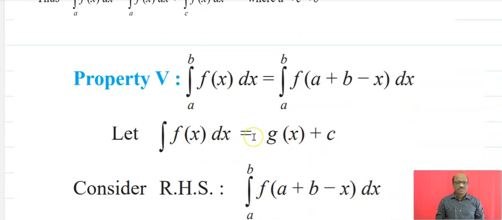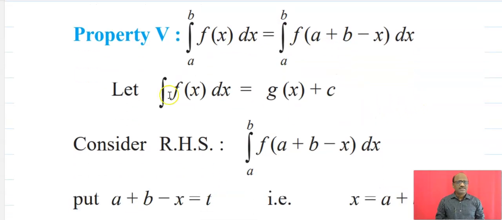Now see the next property, a very important property. Integral a to b f of x dx is equal to integral a to b f of a plus b minus x dx. That is, let f of x be equal to g of x plus c.